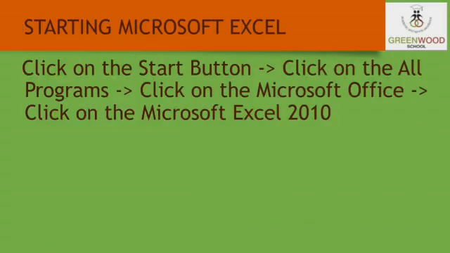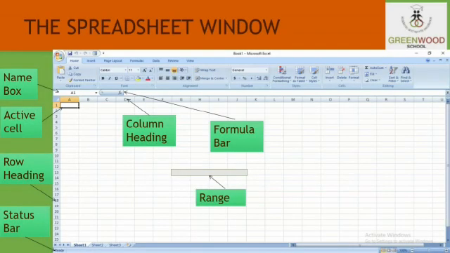Follow these steps to start Microsoft Excel. First, click on the Start button. Second, click on All Programs. Third, click on the Microsoft Office. Fourth, click on the Microsoft Excel 2010. The spreadsheet window consists of name box, active cell, row heading, column heading, status bar, formula bar, range.